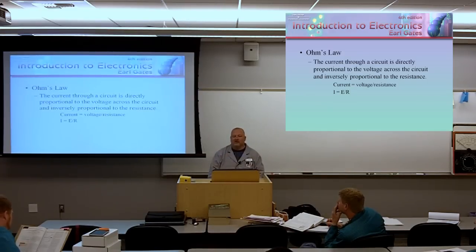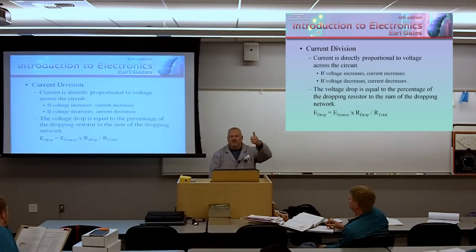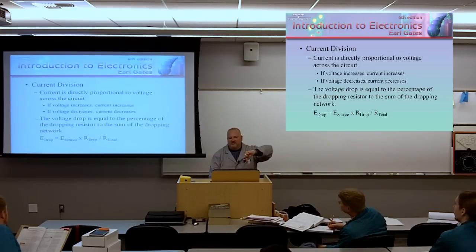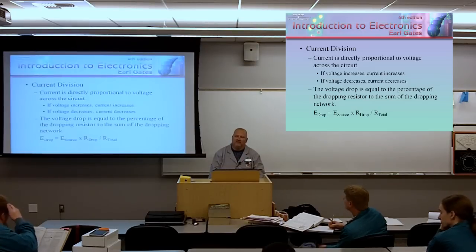Ohm's law: the current through a circuit is directly proportional to the voltage across the circuit, and inversely proportional to the resistance. Ohm's law, I is equal to E over R. Current is directly proportional to voltage across the circuit. If the voltage increases, current increases. If the voltage decreases, current decreases. The voltage drop is equal to the percentage of the dropping resistor to the sum of the dropping network.